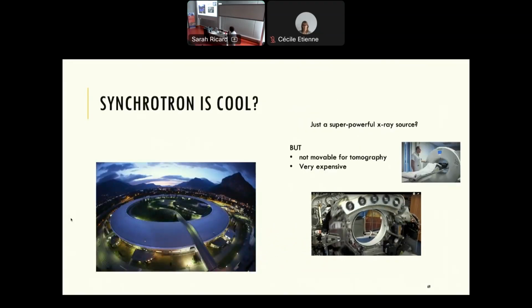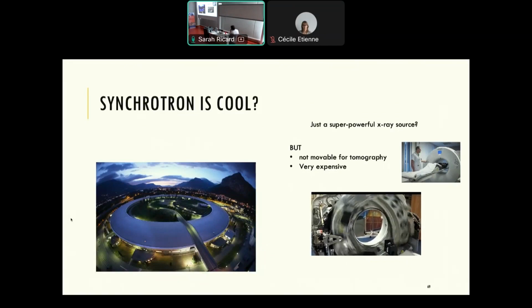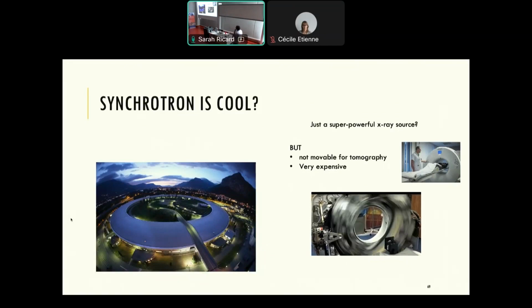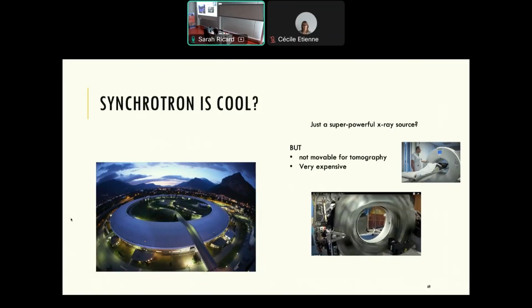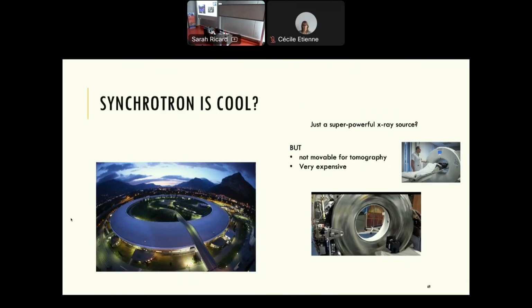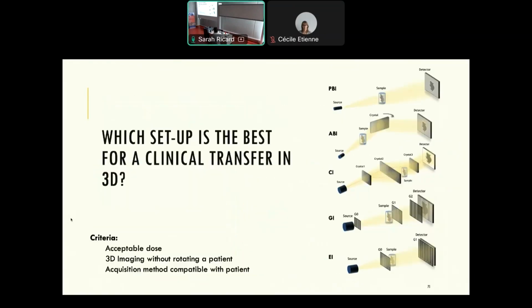Synchrotron is cool, but if you look at what is happening in CT in normal conditions, it is impossible to image patients at this speed, and we really need to move from the synchrotron to other types of systems. So how we do it is by incorporating some optical elements in the X-ray beam.